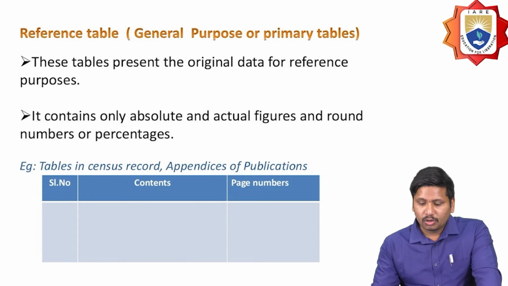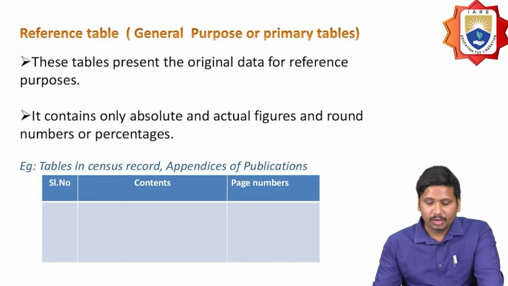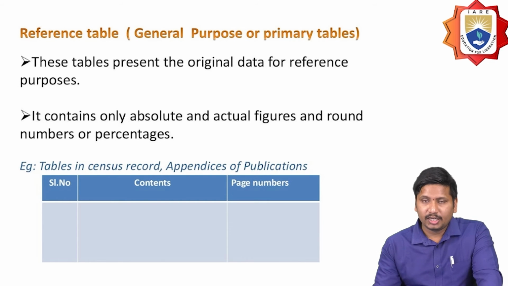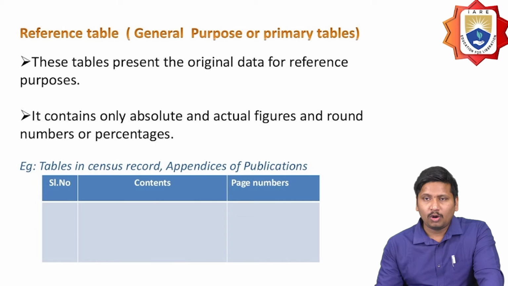Reference tables can normally be called general purpose or primary tables, and these tables present the original data for reference purposes. They should also contain the absolute and actual figures, round numbers or percentages. So what do reference tables mean? It should be a general purpose table, normally called a primary table.